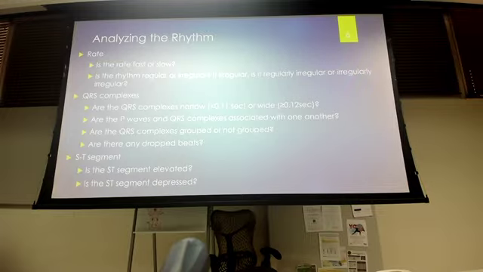But then I've got to look at those QRS complexes. Are they wide? Are they narrow? Do I have QRS complexes that follow after each P? What do they look like? Are they grouped, or are they separate? And what about ST segments?